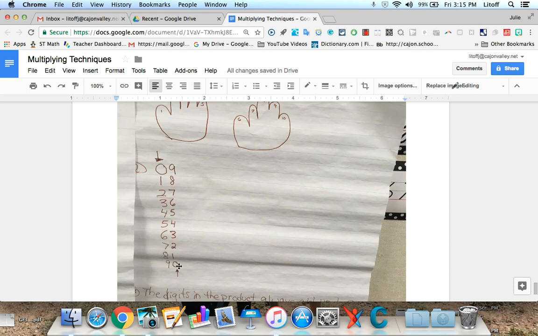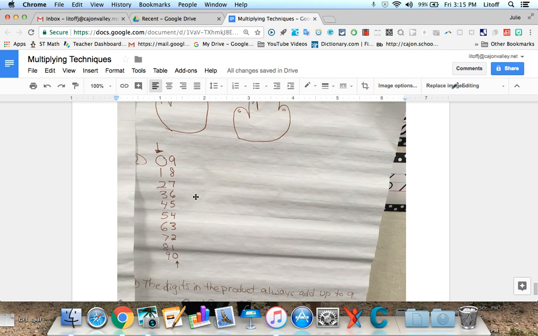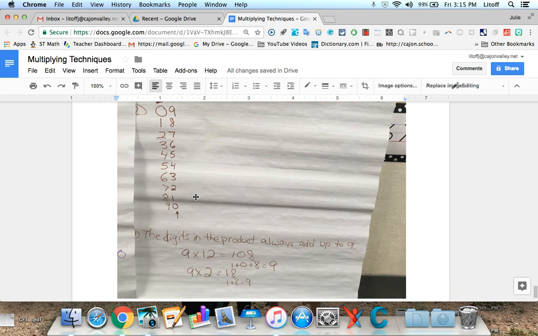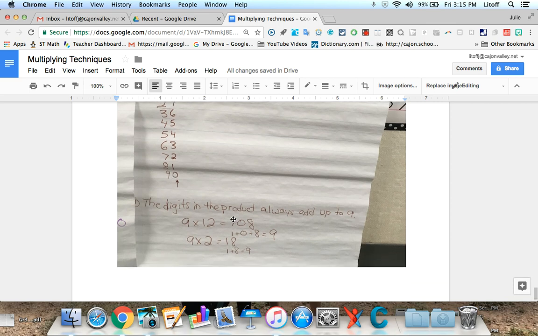So if I were to do 9 times 4, I could just count down 1, 2, 3, 4, and the answer is 36. You also learned that the digits of the product when you multiply by 9 always add up to 9. 0 plus 9 equals 9, 1 plus 8 equals 9, 2 plus 7 equals 9, all the way down. Even if you have one that's a 3-digit number, like 9 times 12 is 108, the 1 plus the 0 plus the 8 equal 9.